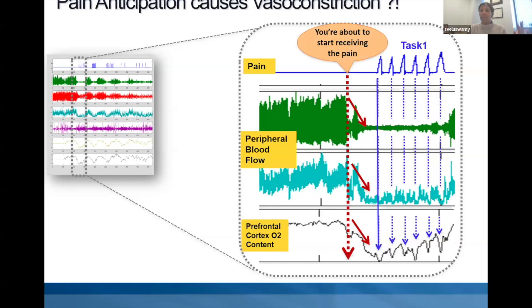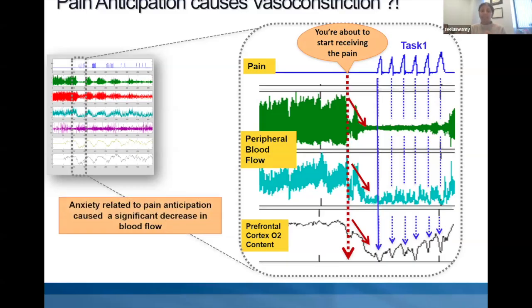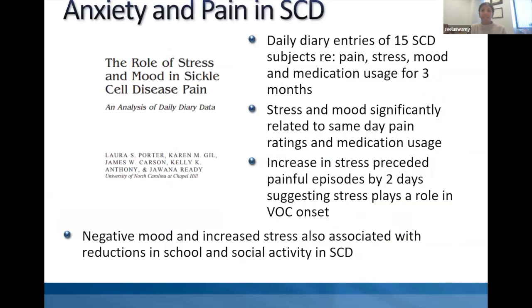This was the point where the person running the study is telling the patient, hey, you're about to start receiving some painful pulses in the next 30 seconds. And so just the anxiety or anticipation of pain caused this very strong vasoconstriction response, or a decrease in blood flow. And so anxiety or stress seems to have a significant impact on your microvasculature or blood flow. And the relationship between anxiety and pain in sickle cell disease has also been very well established.